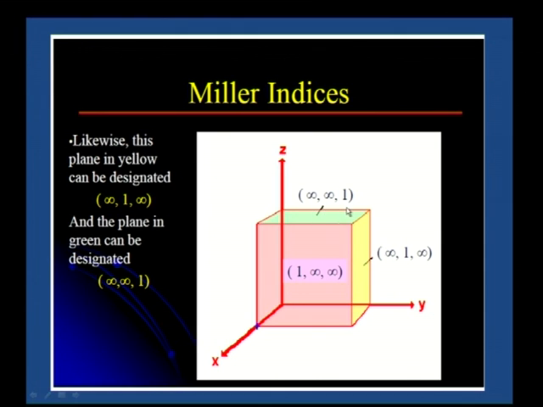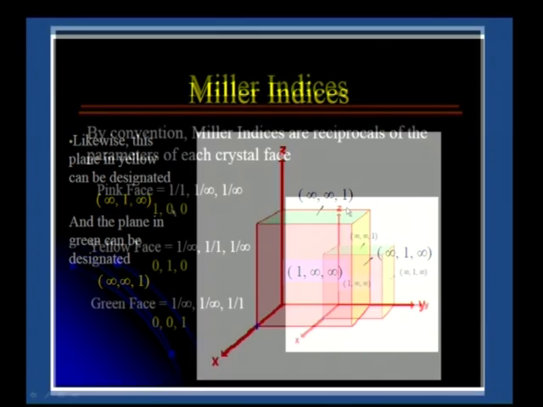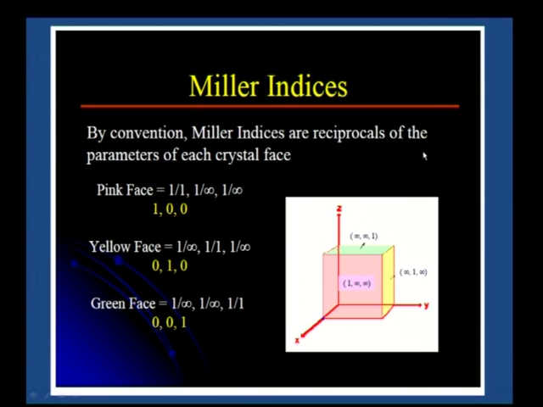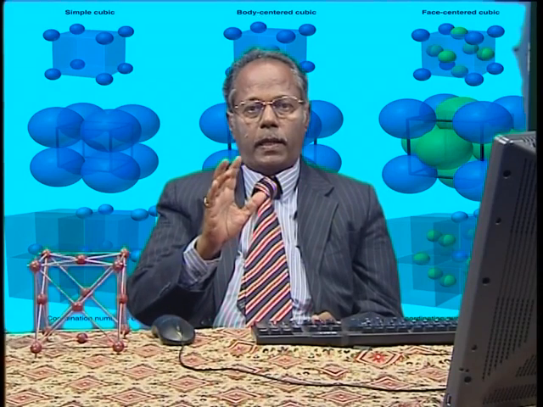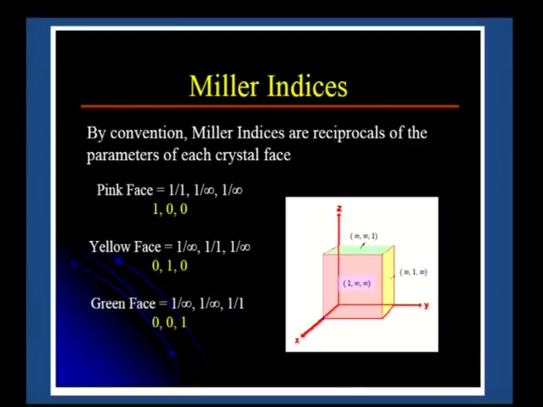How the Miller indices are obtained should be known. By convention, Miller indices are reciprocals of the parameters of each crystal face. The pink face which I showed you earlier has 1 infinity infinity. Now take the reciprocals: 1 by 1, 1 by infinity, 1 by infinity, as I told you earlier, 1 0 0. So you write h k l, and now they are called the Miller indices. So 1 0 0 is the Miller indices for the pink face.